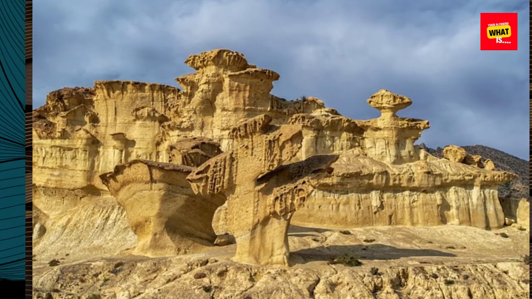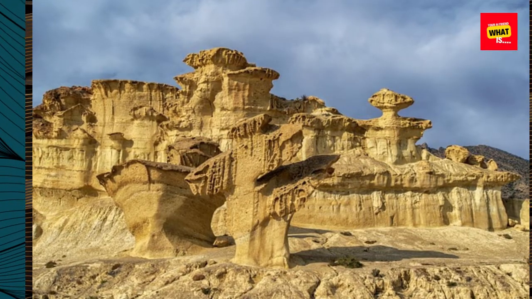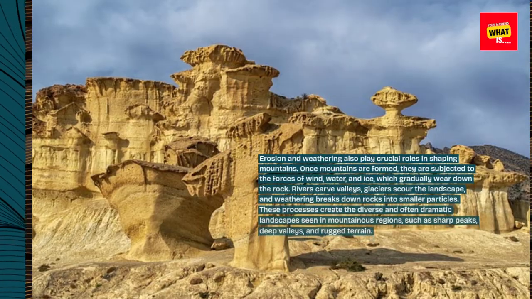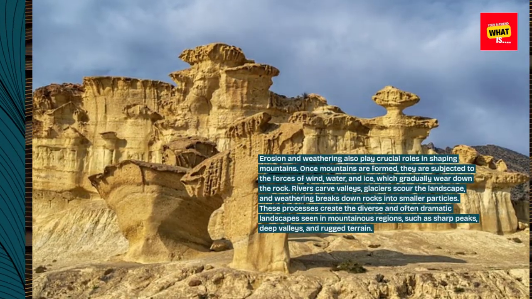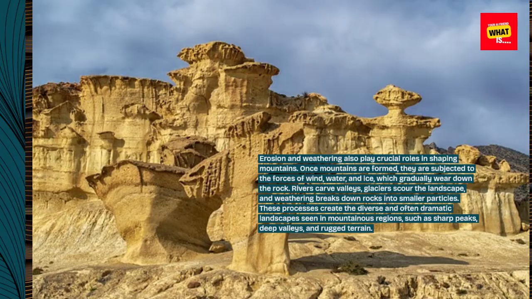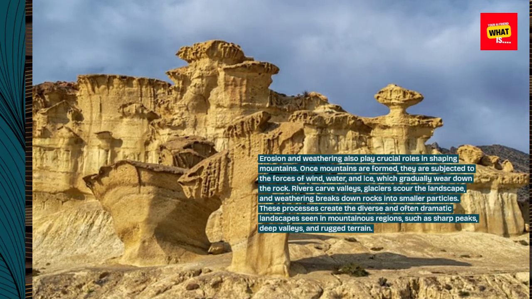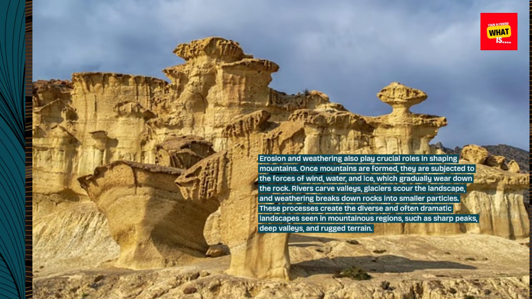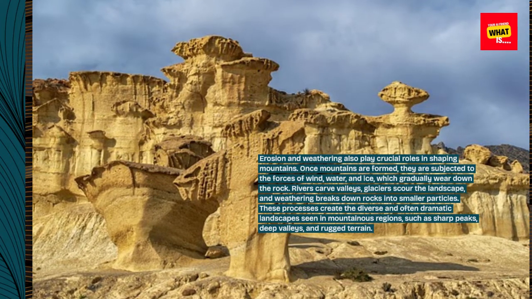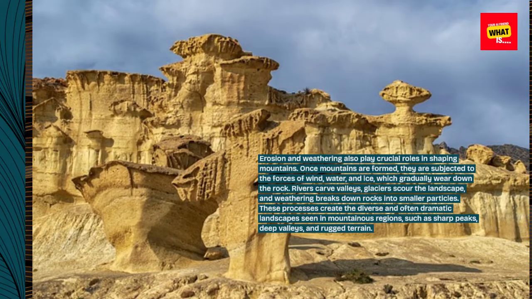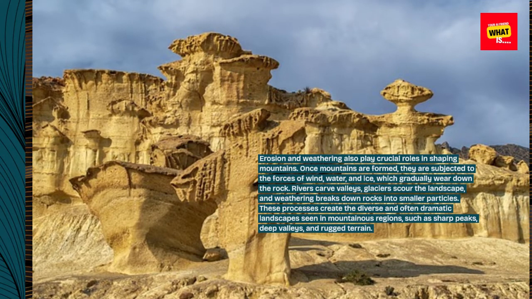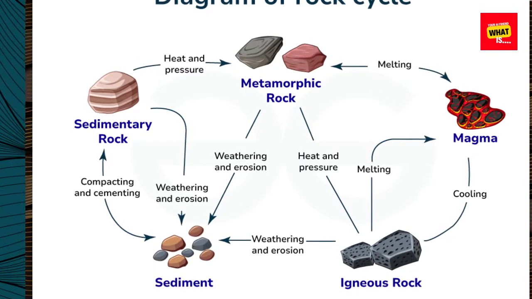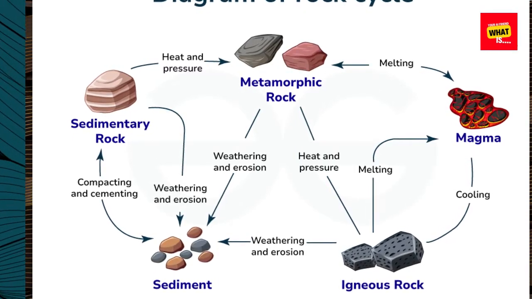Erosion and weathering also play crucial roles in shaping mountains. Once mountains are formed, they are subjected to the forces of wind, water, and ice, which gradually wear down the rock. Rivers carve valleys, glaciers scour the landscape, and weathering breaks down rocks into smaller particles. These processes create the diverse and often dramatic landscapes seen in mountainous regions, such as sharp peaks, deep valleys, and rugged terrain. The rock cycle is integral to the formation and transformation of mountains.